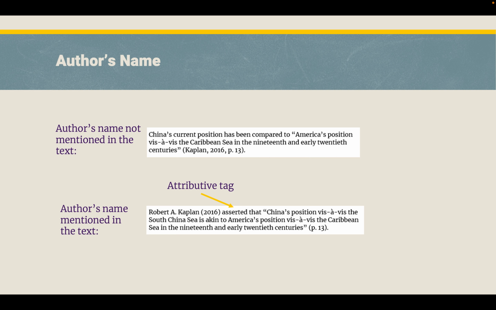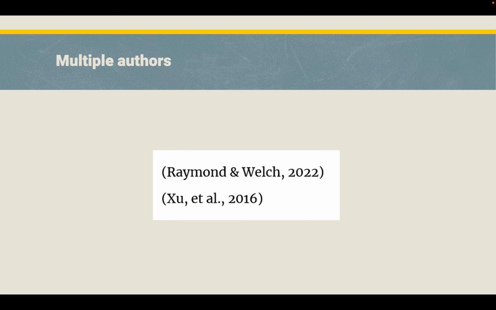However, if you feel like an attributive tag is just going to make your sentence clunky, and you don't want to mention the author's name in your sentence, then you can choose to simply include the author's name in a single parenthetical citation at the very end of the sentence. One thing you should know is that in the sciences, it's very common for research to be performed collaboratively. And therefore, it's common for articles to have multiple authors.